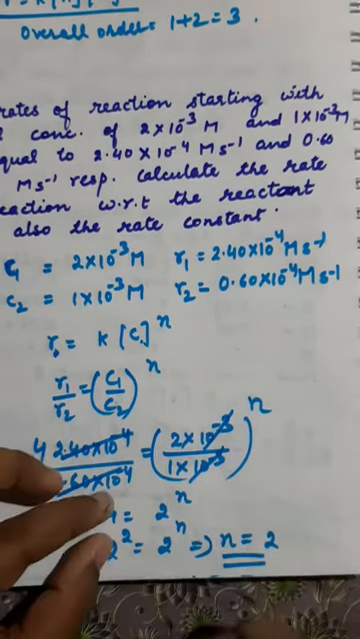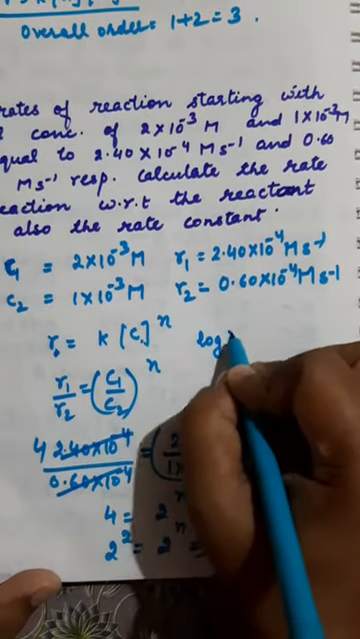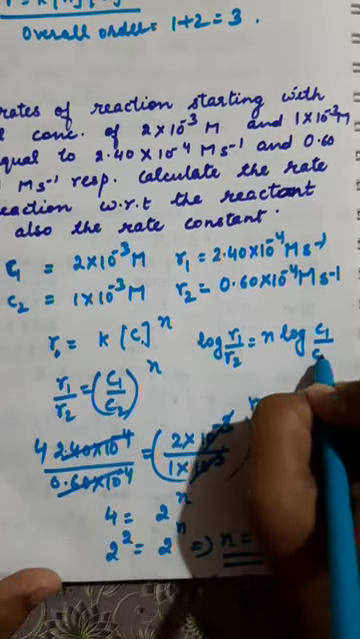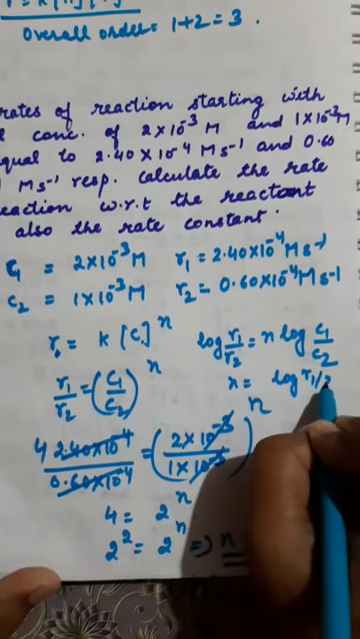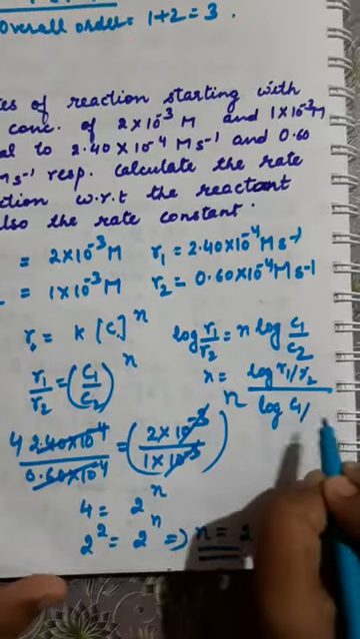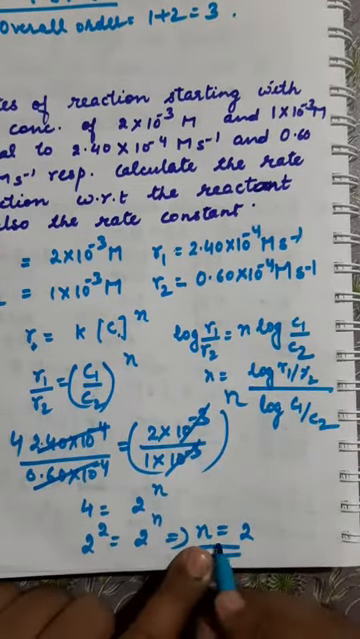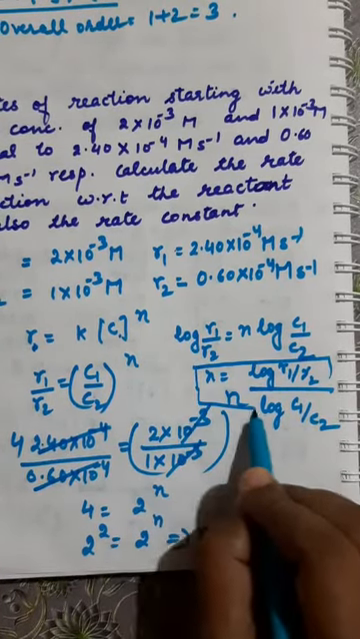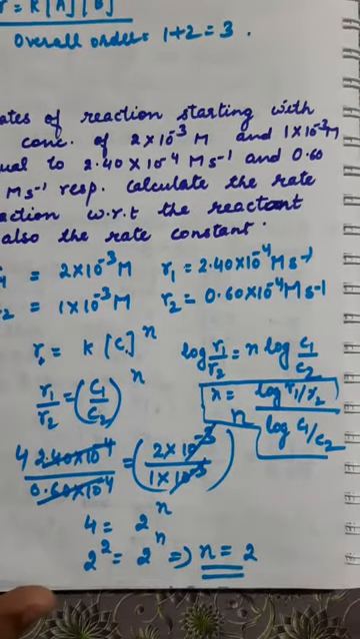If you are not getting a simple value here, you can take log on both sides. You can take log R1 upon R2 is equal to n log C1 upon C2. So n will be equal to log R1 upon R2 upon log C1 upon C2. So in this way, if you are not getting a simple number like this, you can find out by taking log. So you can calculate the order of the reaction. So these are different methods of calculating the order of the reaction.